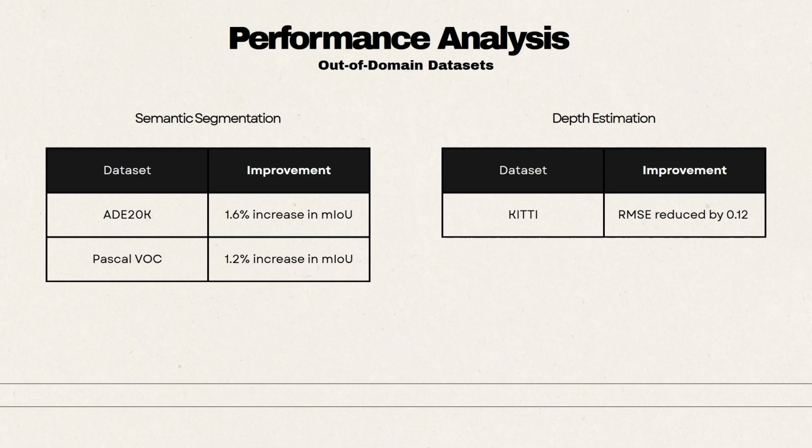For semantic segmentation, even in the presence of a considerable domain gap, the incorporation of 3D aware features resulted in discernible gains in mIoU on ADE20K, that is a 1.6% increase, and Pascal VOC, that is a 1.2% increase. For depth estimation, on the outdoor KITTI dataset, the 3D aware features contributed to a reduction in the RMSE for depth estimation. These findings unequivocally demonstrate the transferability of the learned 3D awareness across diverse datasets and environmental contexts.